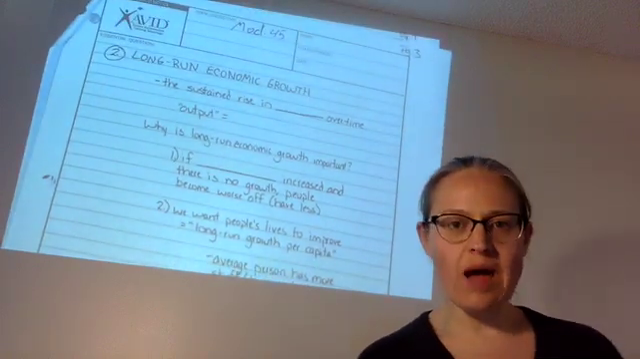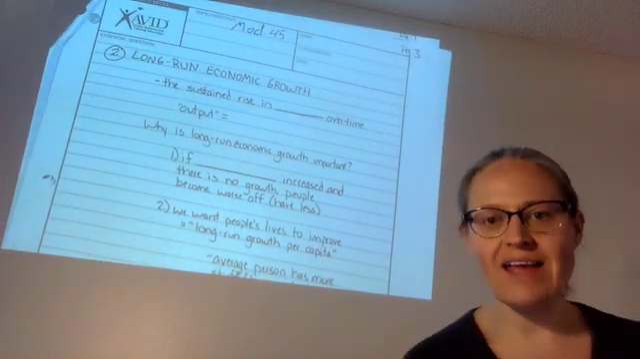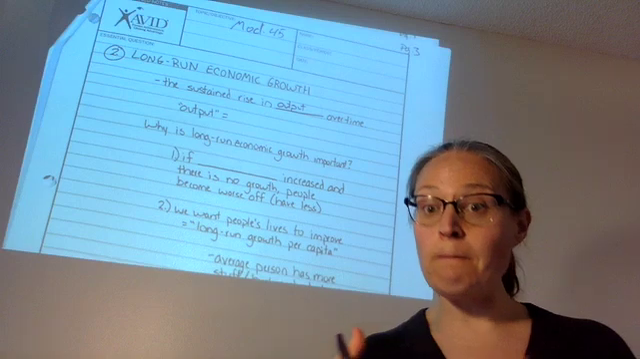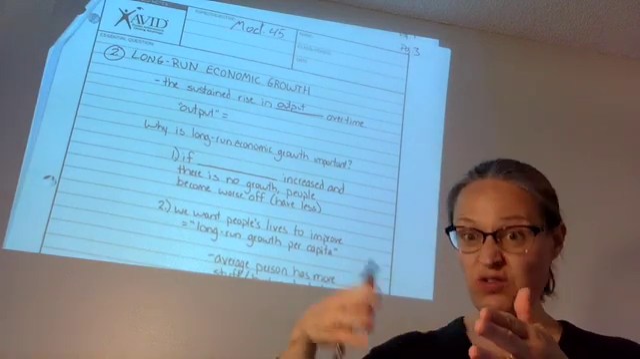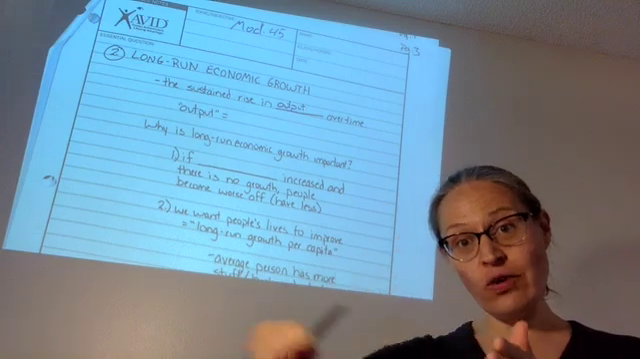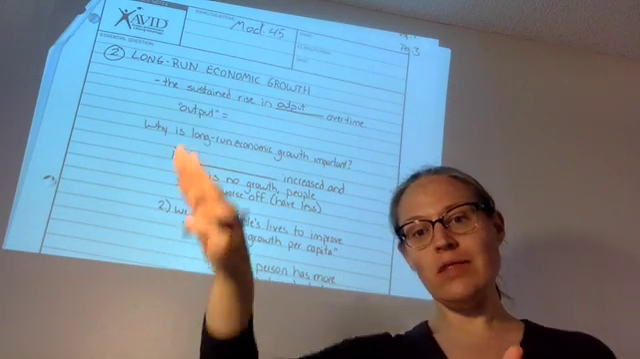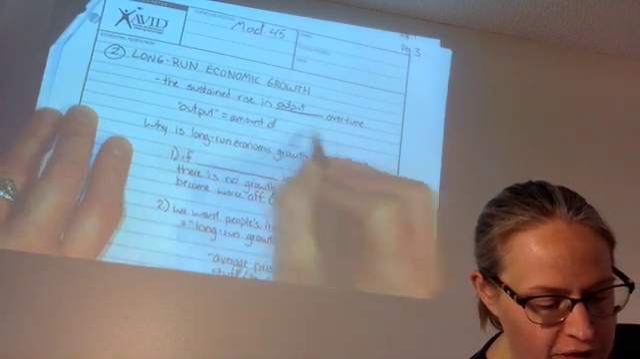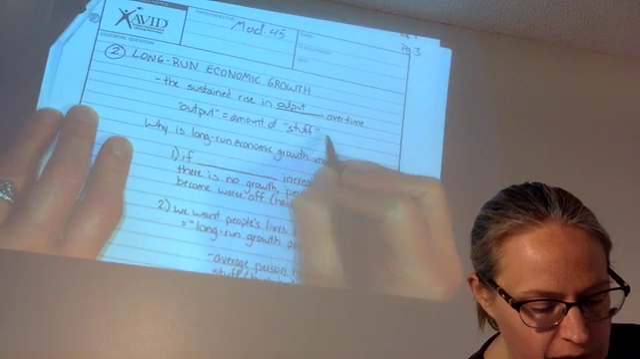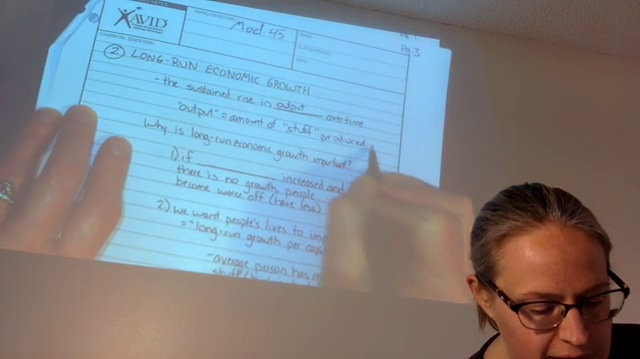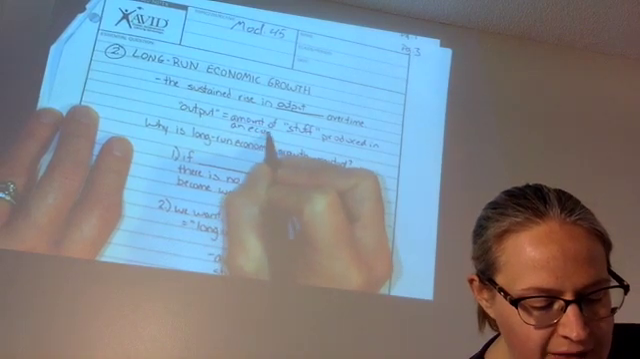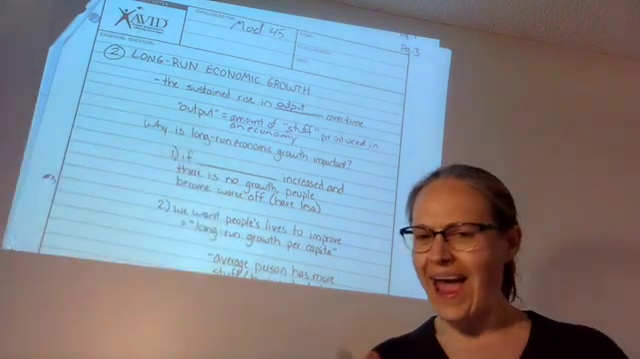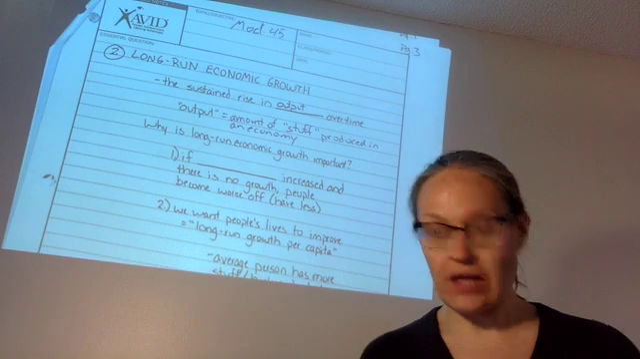So long-run economic growth is the sustained rise in output over time. Sustained means that you can do it for a really long time, so over quite a bit of time, it's rising. And output just means the amount of stuff produced in an economy. They usually measure output in terms of a year. So long-run economic growth is a really, really important thing. And let's talk about why.